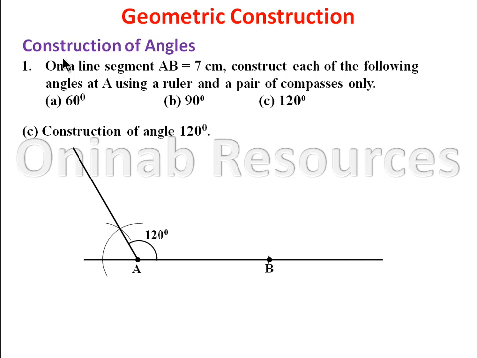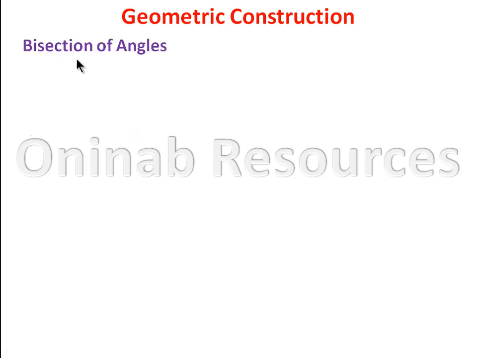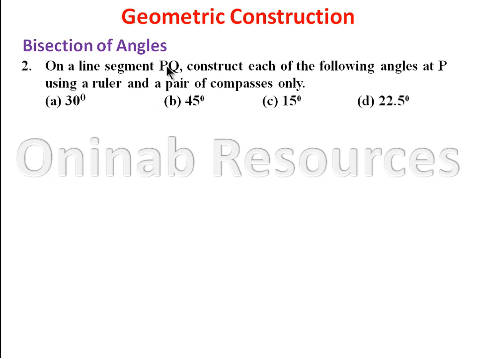So with this, we have done justice to the first problem on construction of angles. Then our next subtopic is bisection of angles. Here, on a line segment PQ, construct each of the following angles at P using a ruler and a pair of compasses only. So we start from A, construction of angle 30 degrees. The construction of angle 30 degrees is the bisection of angle 60 degrees. Bisection means dividing the angle into two. So we construct angle 60, then bisect it to get angle 30 degrees.